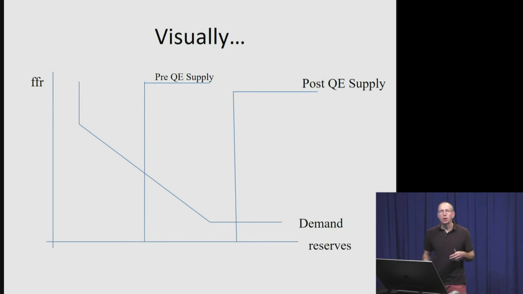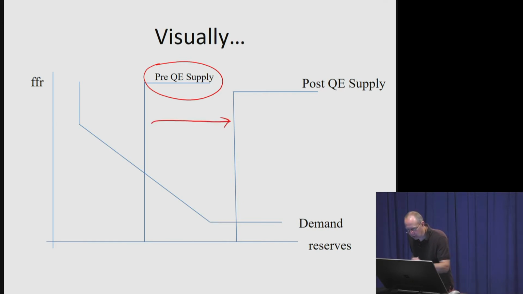So visually, what we would have is something like this. Here, this is what the supply of reserves in the reserves market looked like pre-QE. So this would be pre-2008. And then post-QE, the supply of reserves shifted very far to the right. So now we have a very high supply of reserves.